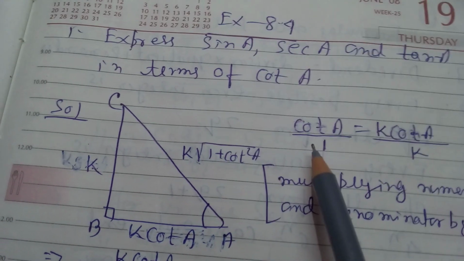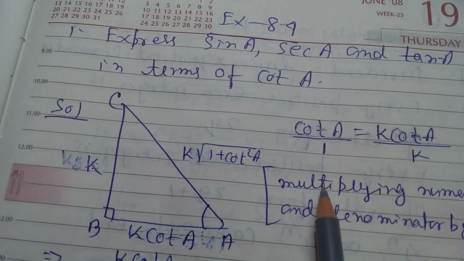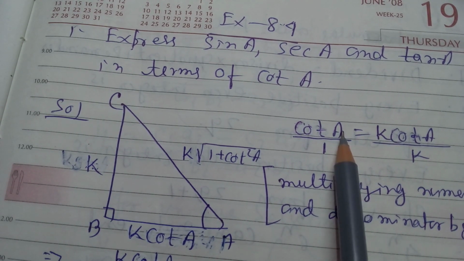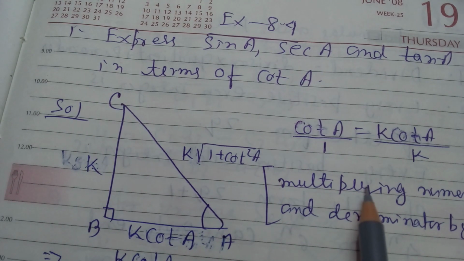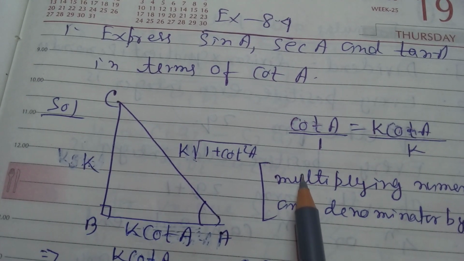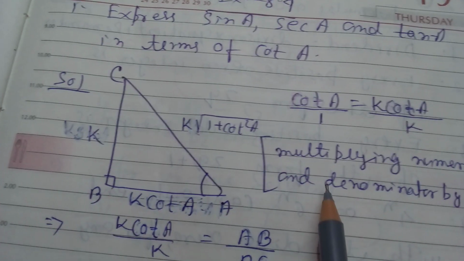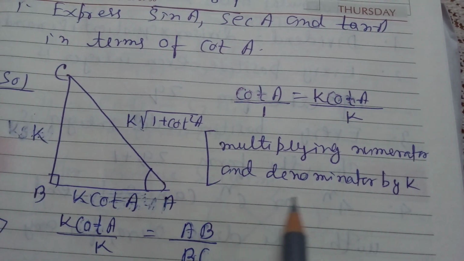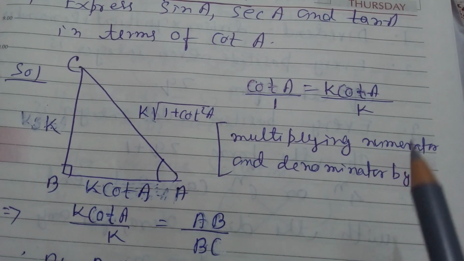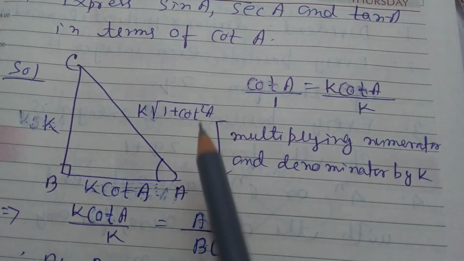So you write down cot A equal to. Cot A means cot A by 1, you can assume, and numerator and denominator you multiply by k. Then cot A by 1 equals k cot A by k, multiplying numerator and denominator by k. So we know cot A equals B by P.